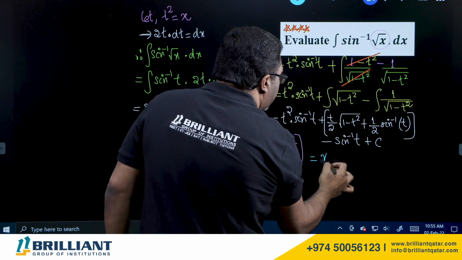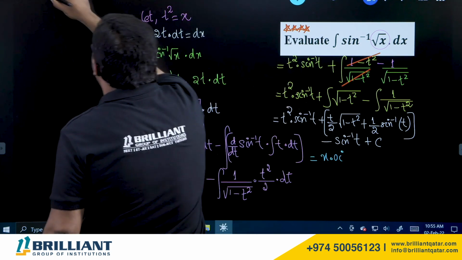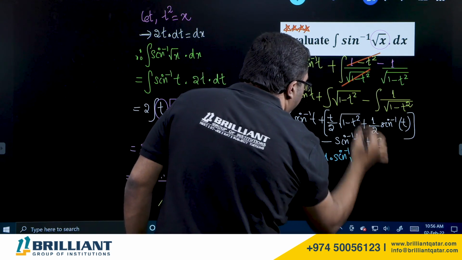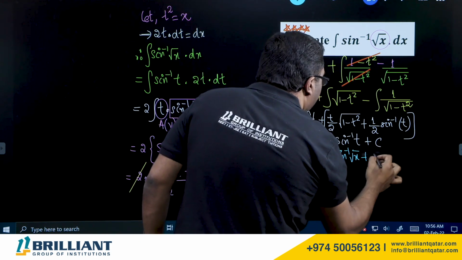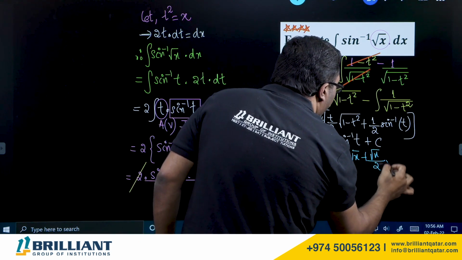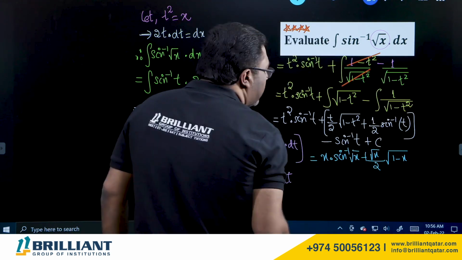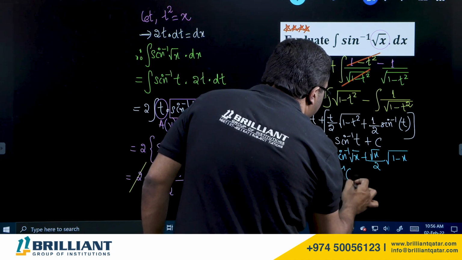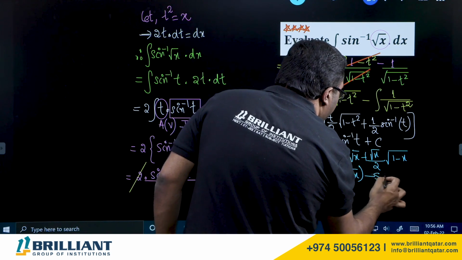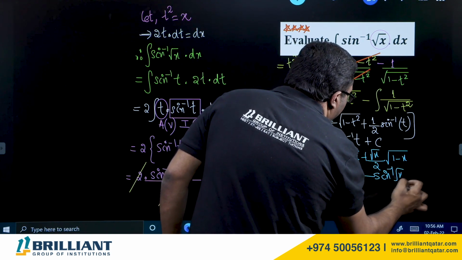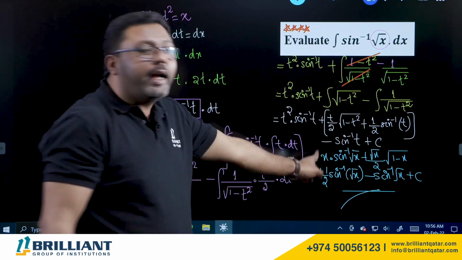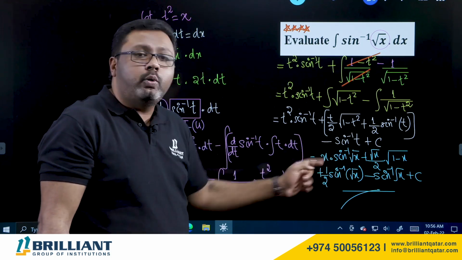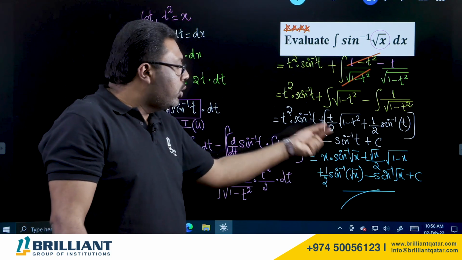T squared is x, then t is root x. So sine inverse root x plus root x by 2 root of 1 minus x plus 1 by 2 sine inverse root x minus sine inverse root x plus c. Not going for writing the final answer. So integration is done, simplification is done, you just have to leave it like this, or you can go for simplifying.